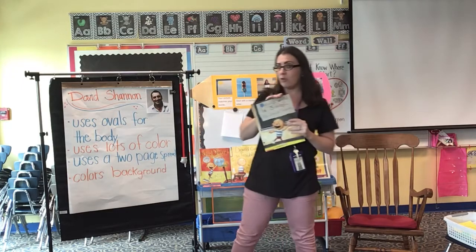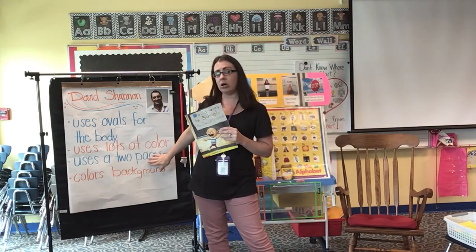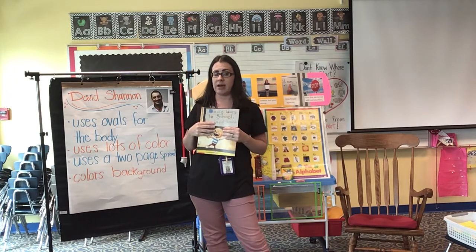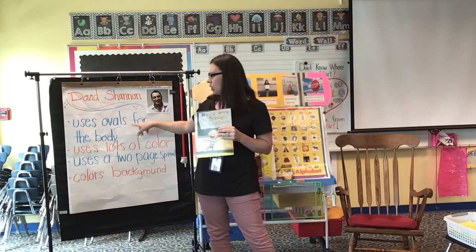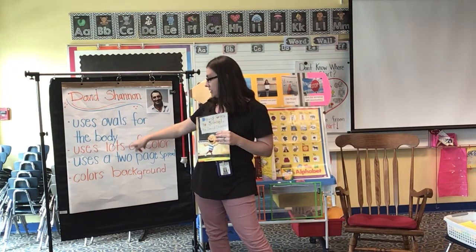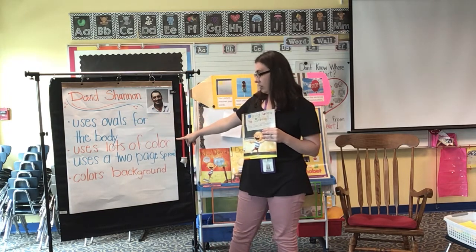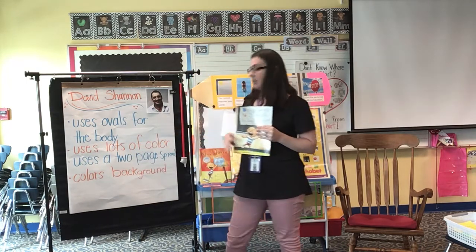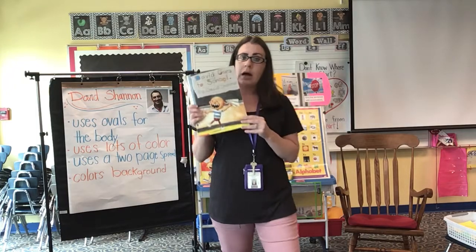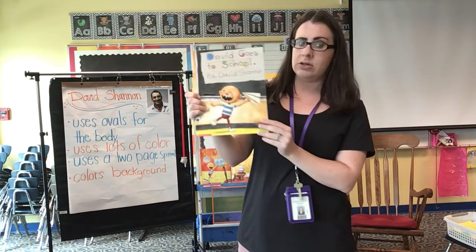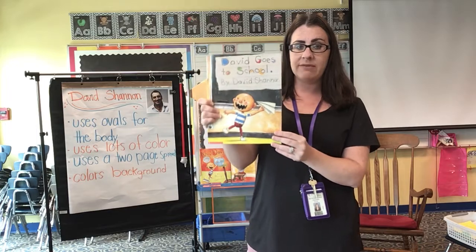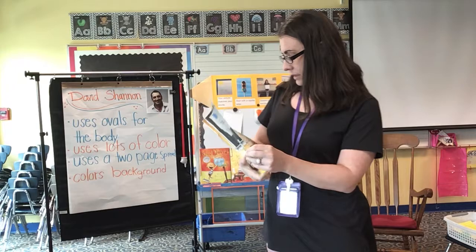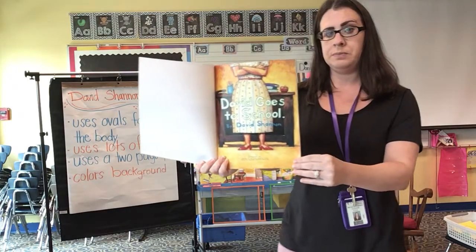Before I do that, let's look over here at our chart. There's a couple things you talked about that David Shannon does in his books to make writing fun. He uses ovals for the body of his characters. He uses lots of color. He even puts color in the background. And he uses a lot of two-page spreads. So I'm going to read you this book today, David Goes to School by David Shannon. And David Shannon is the author and the illustrator of his books. David Goes to School.